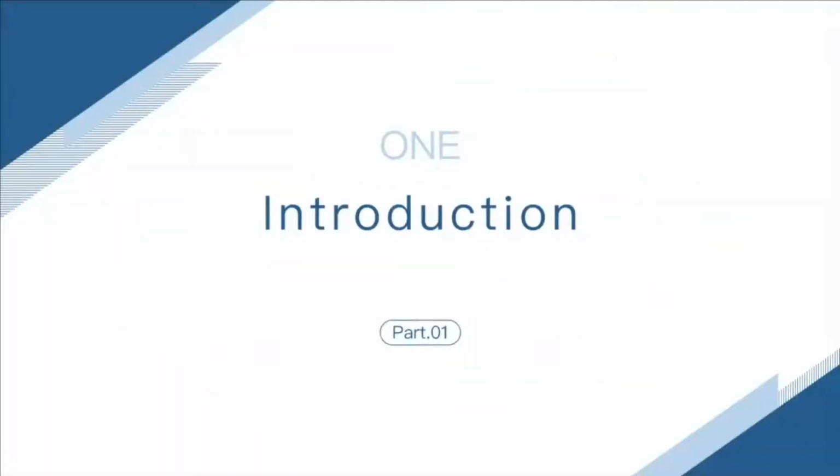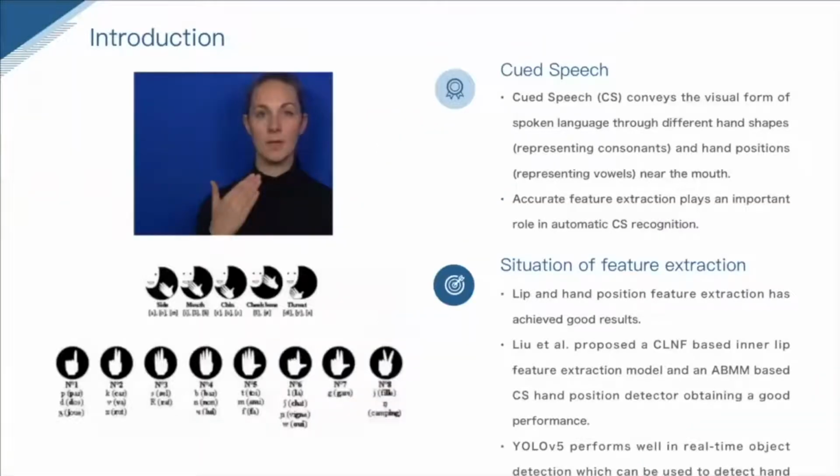And the first part is introduction. Q-speech is a communication system for deaf or hearing-impaired people, in which a speaker uses it to aid a lip reader at the phonetic level by clarifying potentially ambiguous mouth movements with hand shape and positions.